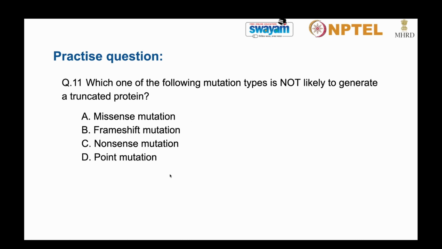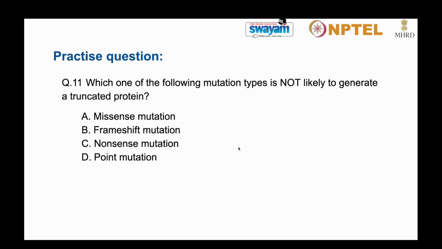So the question is which of the following mutation types is not likely to generate a truncated protein? Yeah, not likely. So what do you think? Which option? Somebody said option A, somebody said option C. Missense. Okay, so missense mutation.